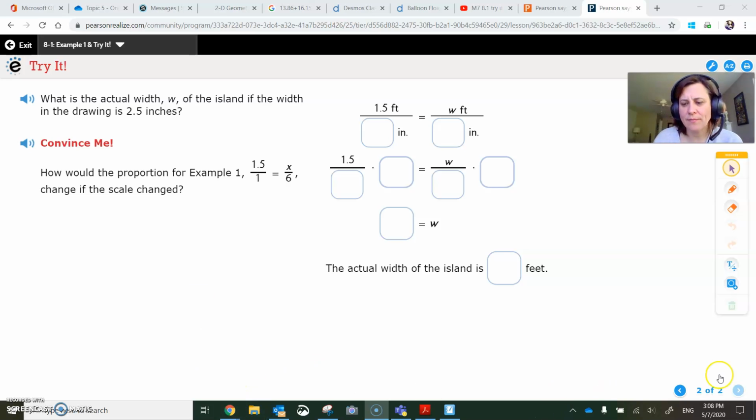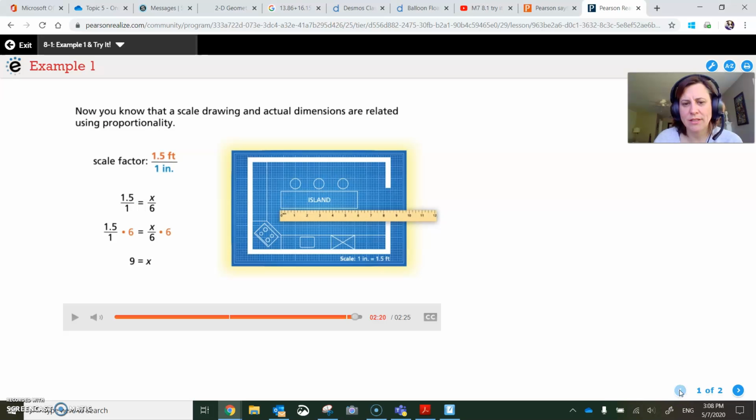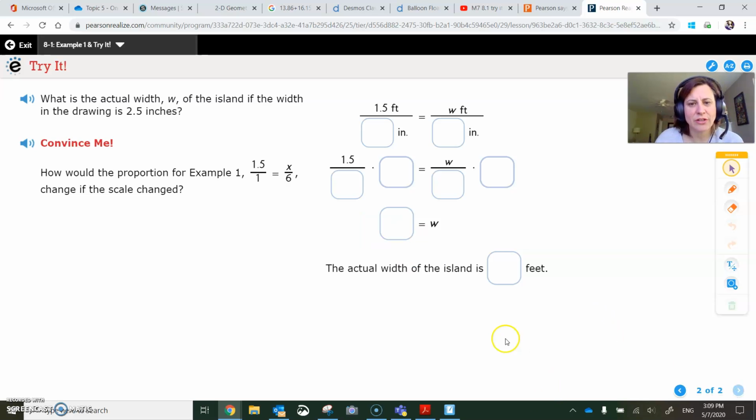The question from the page before was the scale drawing of the kitchen, and the scale factor is every 1.5 feet of the actual kitchen is shown by 1 inch in the drawing. So we're going to keep that scale factor. So 1.5 feet in real life is the same as 1 inch on the drawing.